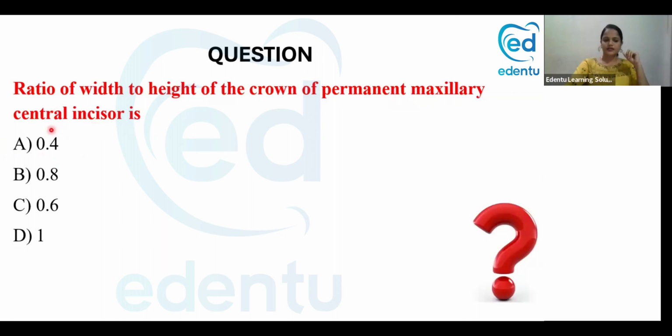Okay, these are the options: 0.4, 0.8, 0.6, and 1. This is a question that involves calculation. From this year onwards, the modification they made in the exam pattern is that you cannot take any pen or calculator or any kind of accessories into the exam hall. There will be a digital calculator present in the screen itself. From this year they have made this modification.